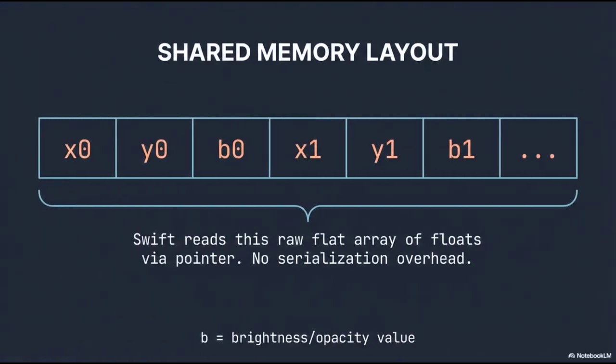This slide illustrates the shared memory layout designed for maximum efficiency. The data is stored in a raw, flat array of floats, where each triplet consists of x and y coordinates, followed by a b value representing brightness or opacity. Swift accesses this information directly via a pointer, which allows for high-speed reading without any serialization overhead. By avoiding the need to transform or copy data between different layers, we significantly reduce latency and maintain optimal performance.